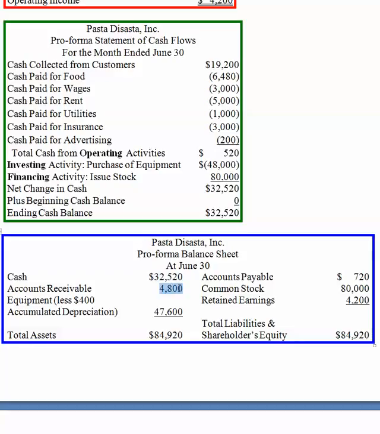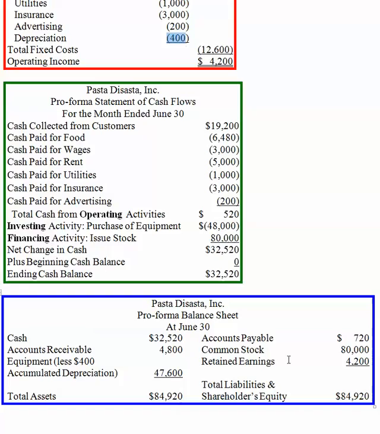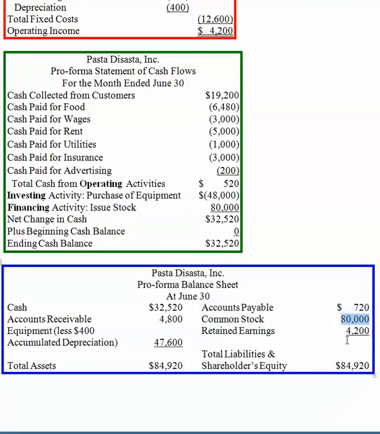The accounts receivable was the 4,800. Our equipment net of accumulated depreciation is the 48,000 minus our expense of 400. So our total assets are 84,920. And then accounts payable, that's that 10% of our purchases we didn't pay. And then our stock and retained earnings in this case is the same as net income, because there's no mention of having dividends. So our total, as always, balances. In other words, our total assets equal our total liabilities plus shareholders' equity.